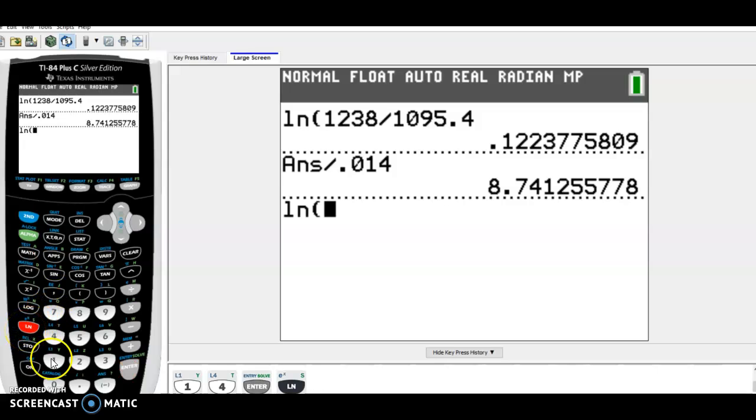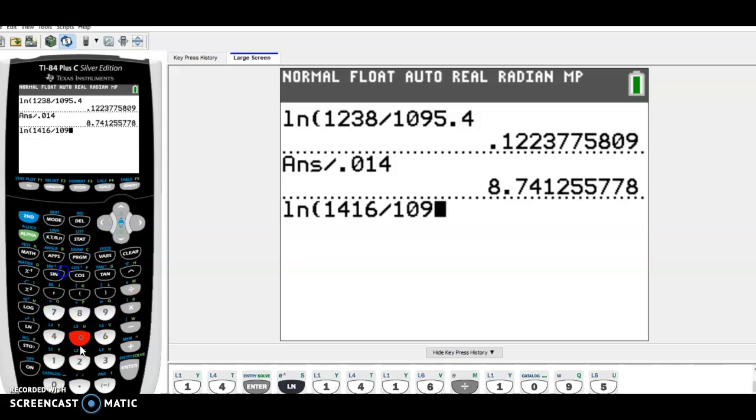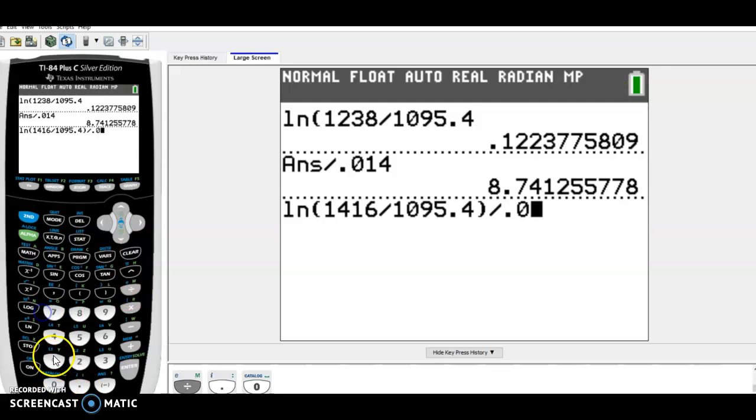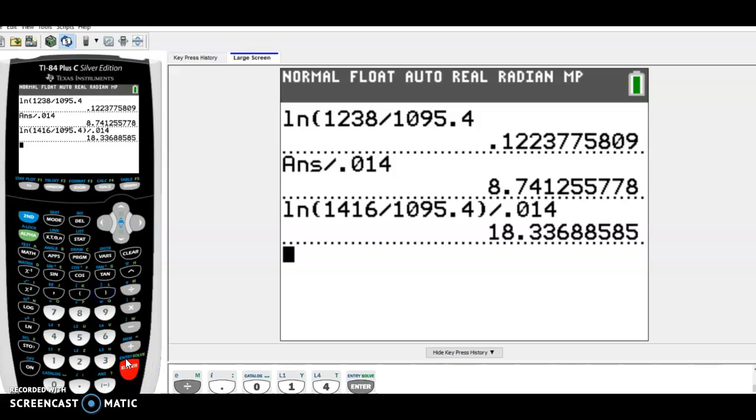But if you take the natural log of 1,416, and divide by the 1095.4, just make sure you close those parentheses. And then divide by 0.014, and there's my about 18.3.